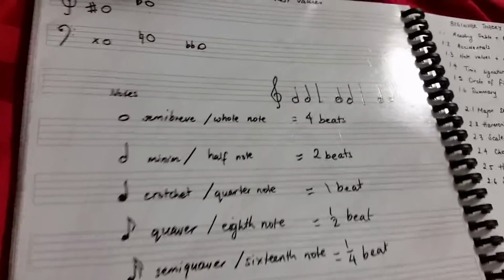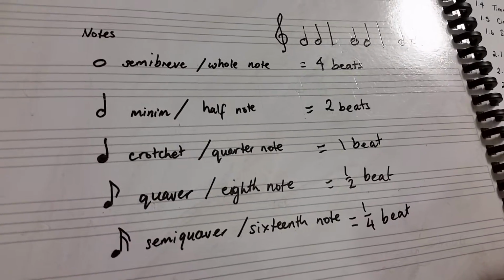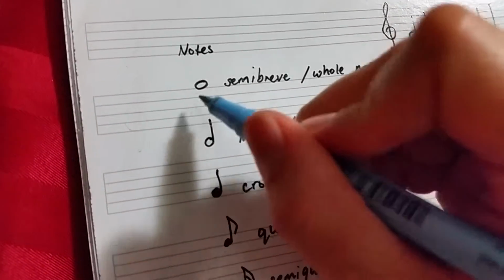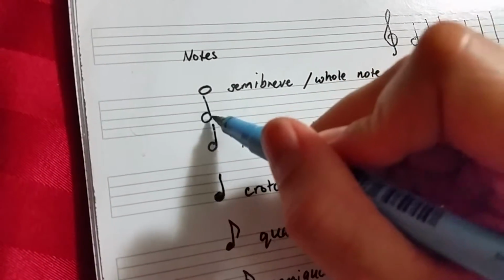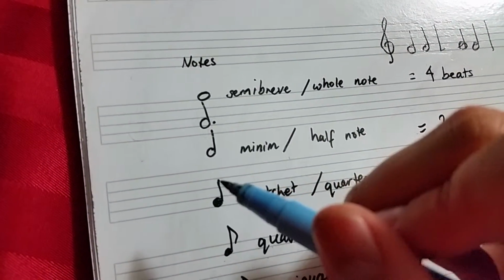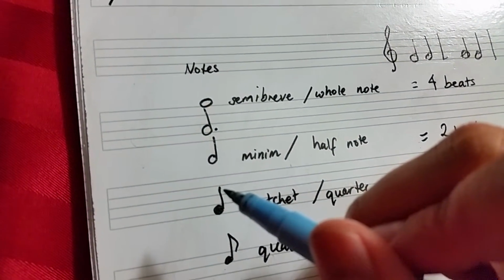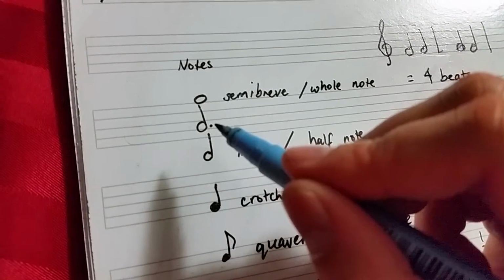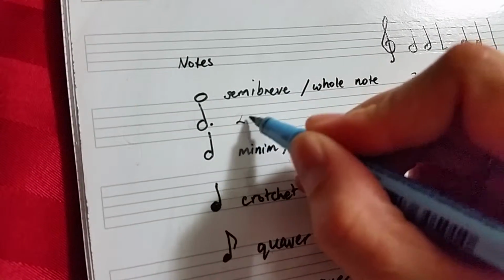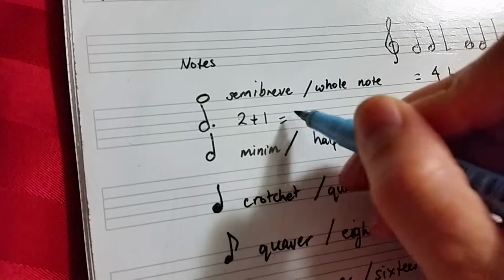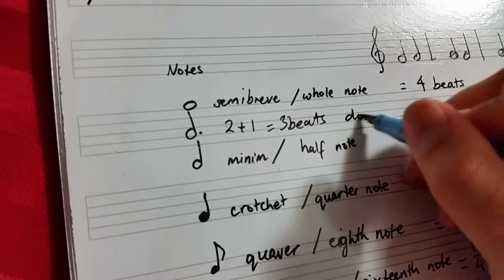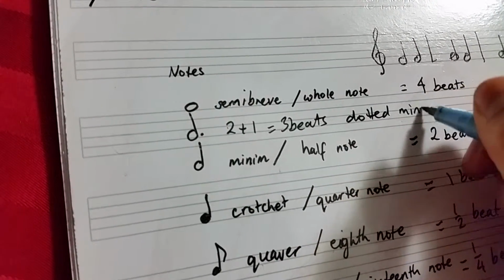Okay. What about 3 beats or 1.5 or 3/4? Well, this is where dotted notes come in. So if I did a minim and I put a dot next to it, the dot always goes on the right hand side of the note. I've added 50% to that note. So originally it was worth 2. 50% of 2, or half of 2, is 1. So you go 2 plus 1, which equals 3 beats. Okay, so this is called the dotted minim. The dotted minim is worth 3 beats.